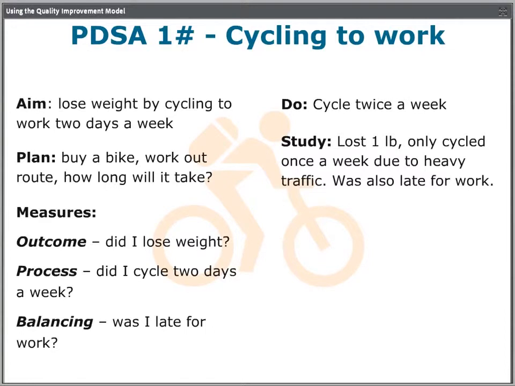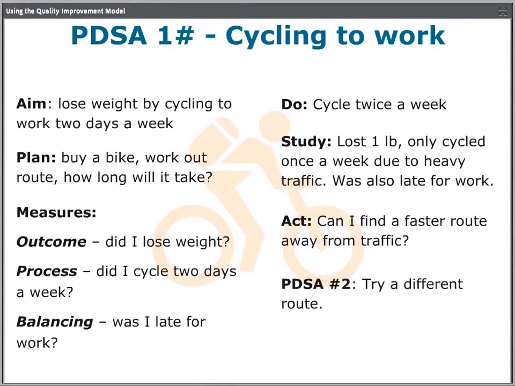And in my ACT piece, I'm not going to not ride to work because I still think that's valid. But I am going to try and find a faster route away from the traffic, and that might help next time. And that's going to lead to my second PDSA cycle. I'm going to try a different route. So that's one example of how, a very simple one of how a PDSA cycle would work.